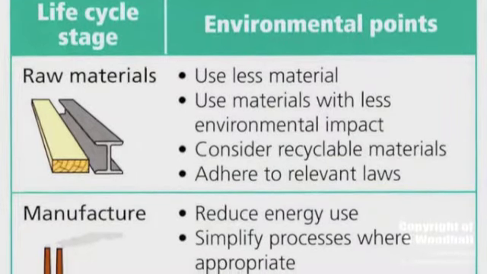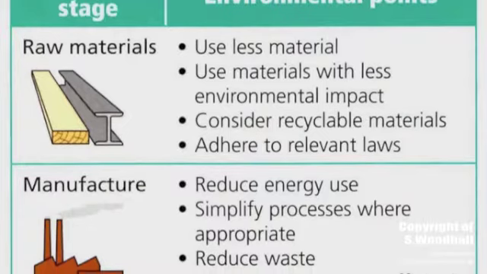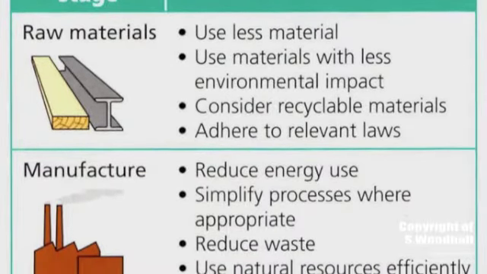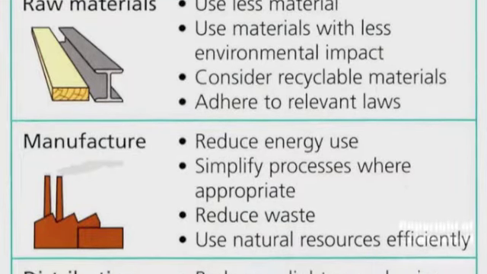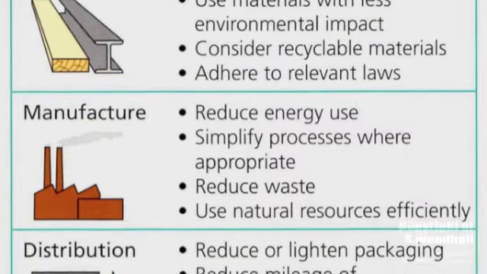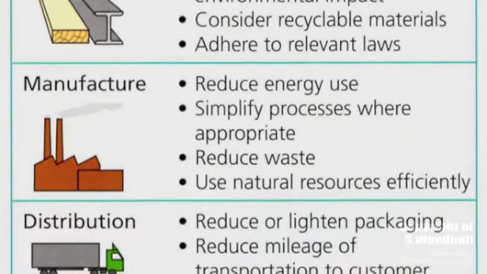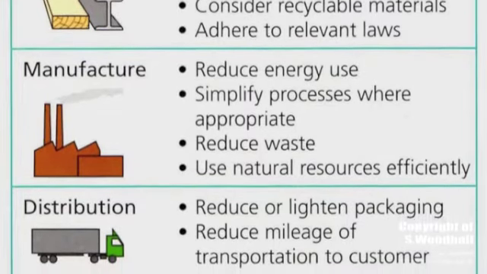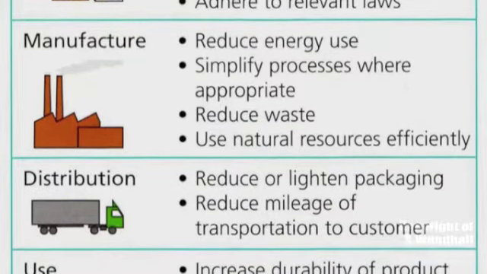A product's life cycle refers to the stages in the life of a product from cradle to grave. So from when the resources used to make the product to when it's being thrown away after use. First are the raw materials. The environmental issues to do with this are to use less material, use materials with less environmental impact, consider recyclable materials, and adhere to relevant laws.